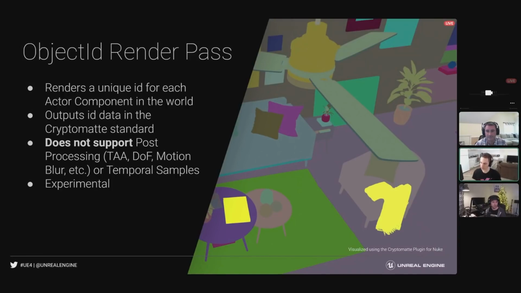When we render this ObjectID format, we output it in the Cryptomatte standard. This is an open source standard that there's some plugins for.